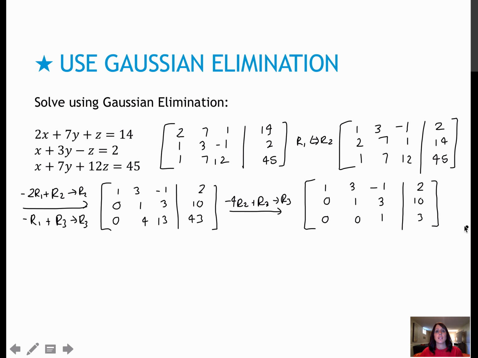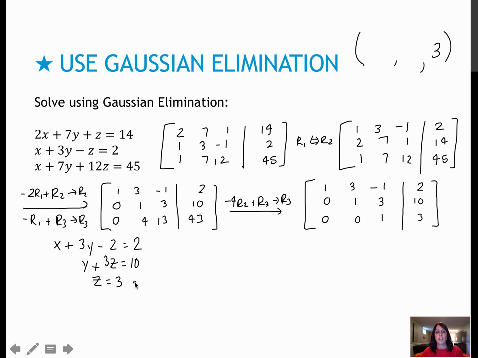Now notice, this is now in row echelon form. I have leading ones with zeros underneath, which means my system of equations is x plus 3y minus z equals 2, y plus 3z equals 10, and z equals 3. So in my system, I know that z is 3. To find x and y, I back substitute.